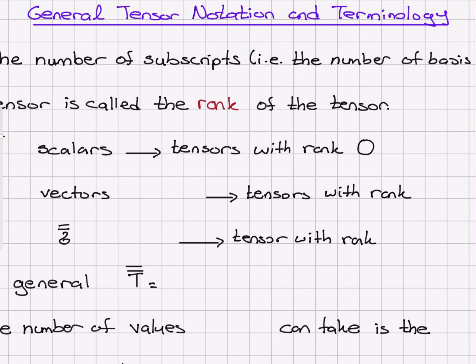When we have a vector, we just need one subscript. It is v_i e_i hat. Only one subscript is necessary. It's a tensor with rank 1. And if I use this double line on top, sigma tensor, this means it's sigma_ij e_i hat e_j hat. It's a tensor with rank 2.